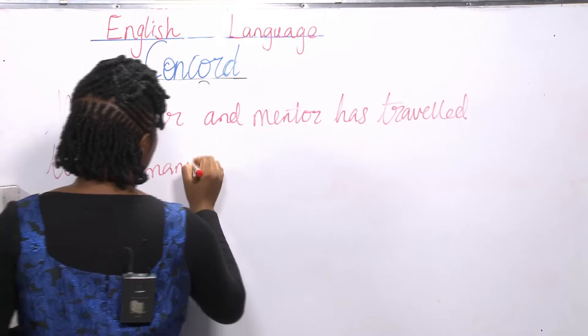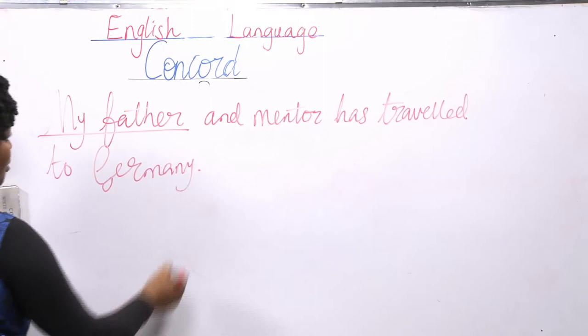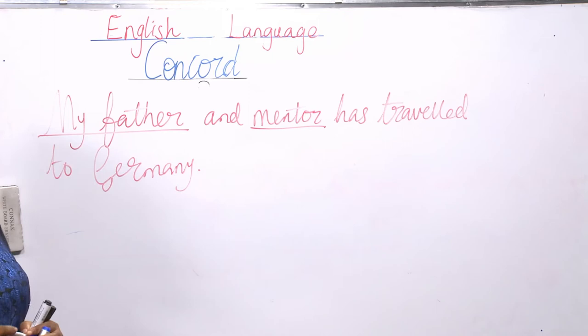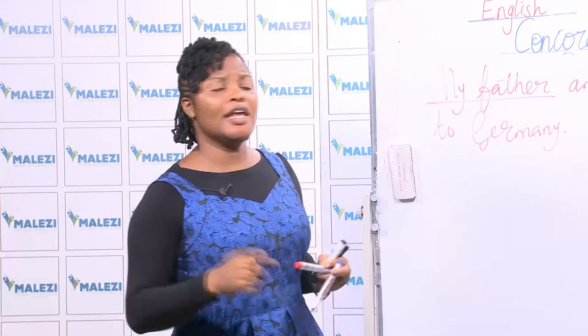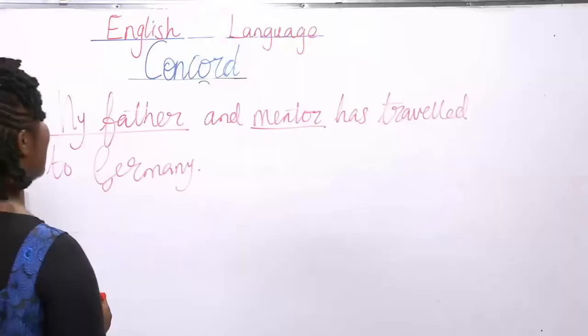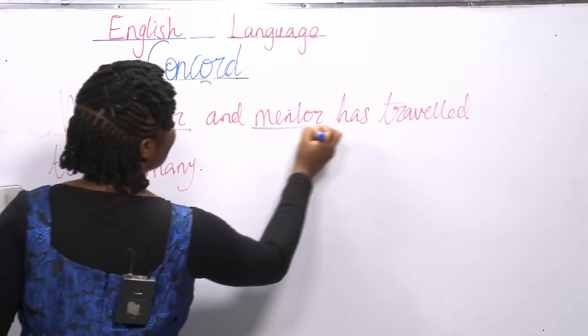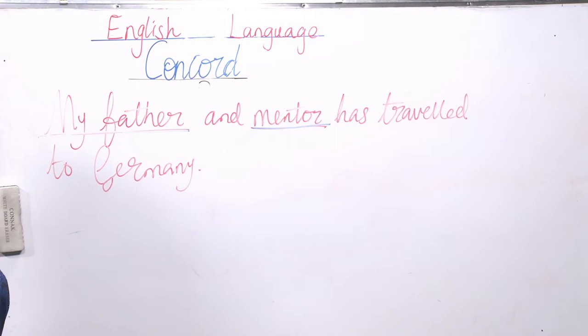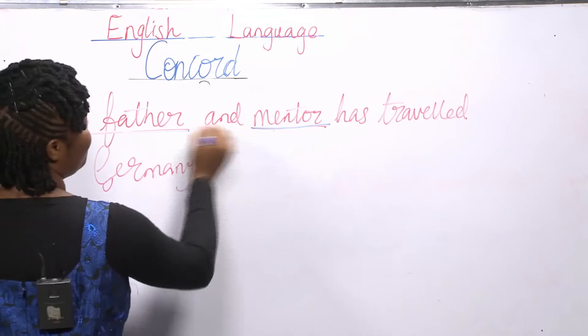Now, if you look at the sentence, we have this. My father, mentor. But in this case, we are not referring to two different persons. I am only telling you in this kind of example that this person who is my father is also my mentor. So I'm referring to the same person as my father and to the same person as my mentor. Now, because those two subjects are referring to only one entity, we are going to use the verb has, not have.